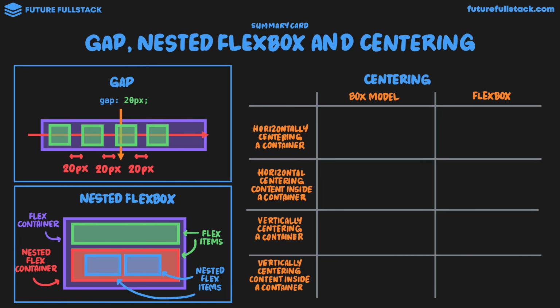Looking at horizontally centering a container using the box model, we achieve this with margin, setting 0 top and bottom, and auto left and right. We have our browser, our parent container, and our child container, which is horizontally centered because of the auto value left and right. For Flexbox, we can use the Flexbox property justify content center.